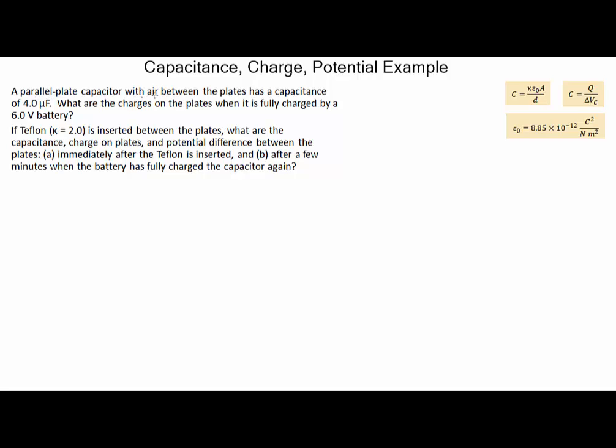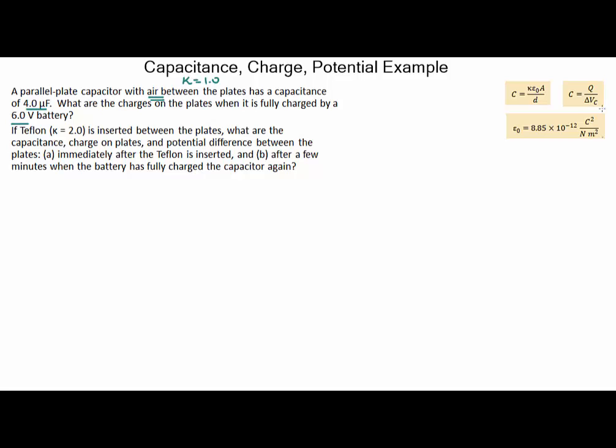It says that a parallel plate capacitor with air between the plates, and remember air has a dielectric constant kappa of 1.0, has a capacitance of 4.0 microfarads. It's asking us what the charges on the plates are when it's fully charged by a 6-volt battery. Then we insert Teflon between the plates, and it's asking for the capacitance, charge on the plates, and potential difference between the plates immediately after the Teflon is inserted and after a few minutes when the battery has fully charged the capacitor again.